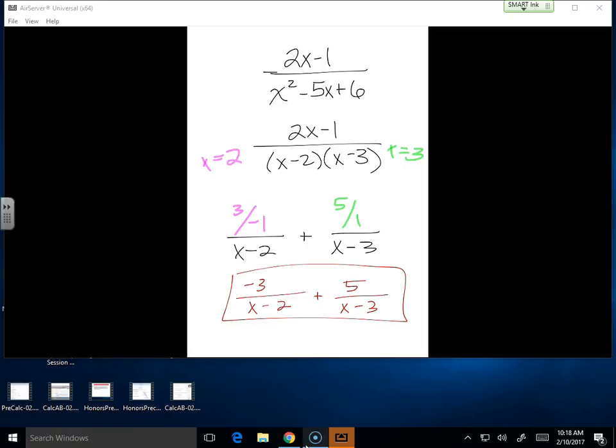Any quick questions on the thumb trick? Yeah. Does it matter if the -3 and 5 are switched? It only matters if they're not with the same denominator. So you could have 5 over x minus 3 plus -3 over x minus 2, but you can't have them mixed with the wrong denominator.